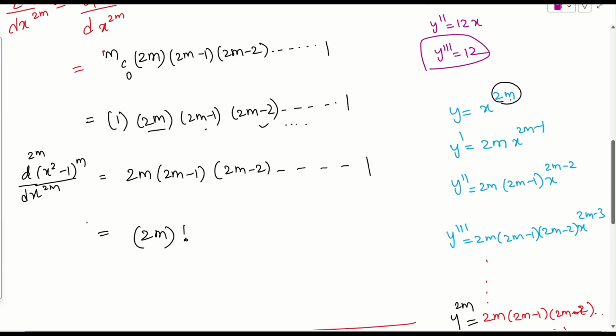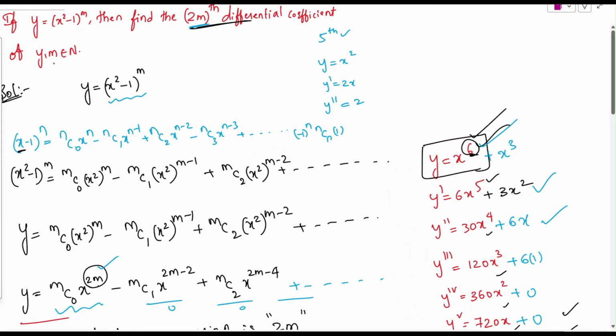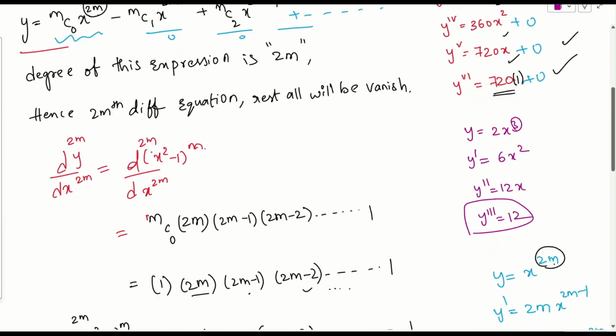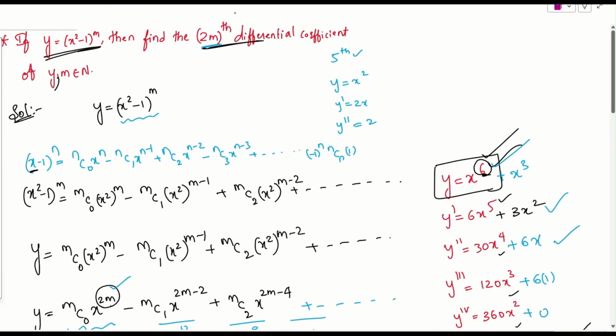What is the final answer? Find the 2mth differential coefficient of the y function, where n is a natural number. This is the value. Is it okay? The answer will be the factorial of 2m, (2m)!. Is it okay? Thank you. All the best.